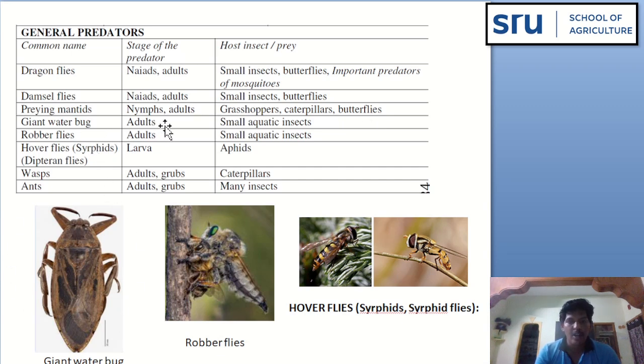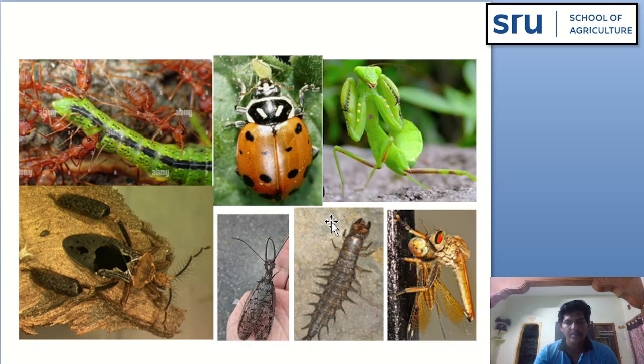Giant water bugs, here the adult is predatory on small aquatic insects. Robber fly, here the adult is predatory on small insects. In case of hoverflies, the larva is predatory on aphids. In case of wasps, adults and grubs are predatory on caterpillars. In case of ants, adults and grubs are predatory on many insects. See here, ants, ladybird beetle, mantids, and various other predators are given.